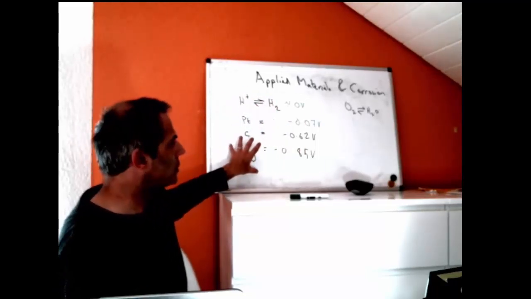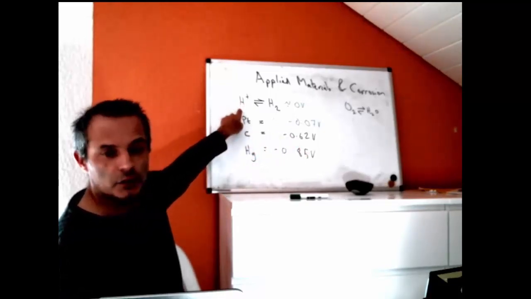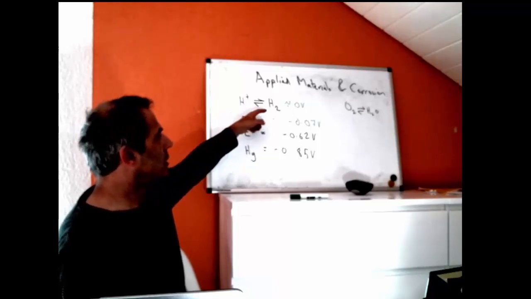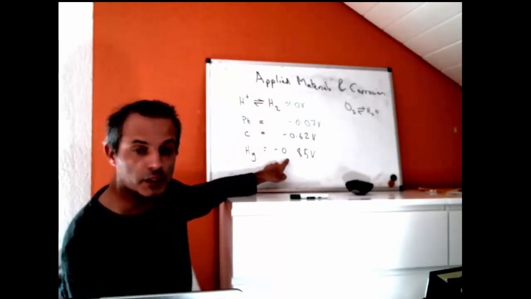So obviously if we do it in a weak base solution, we'll have a lot less hydrogen plus, a lot less protons in there, so that will move this voltage down, and then we could get further than this.